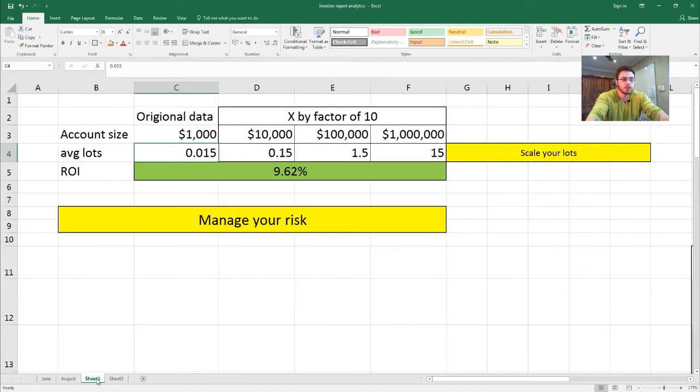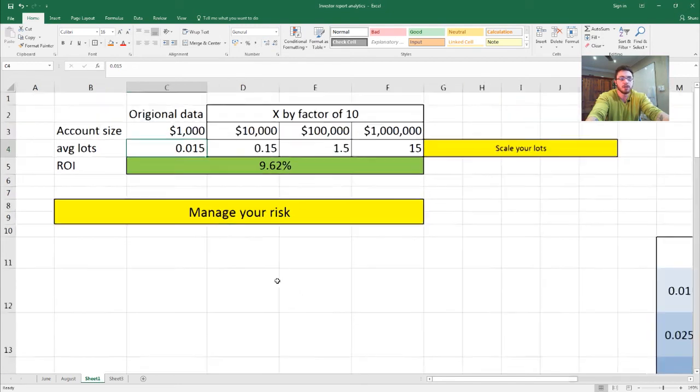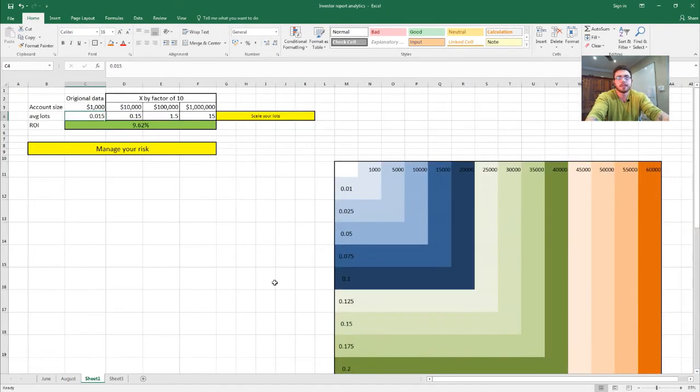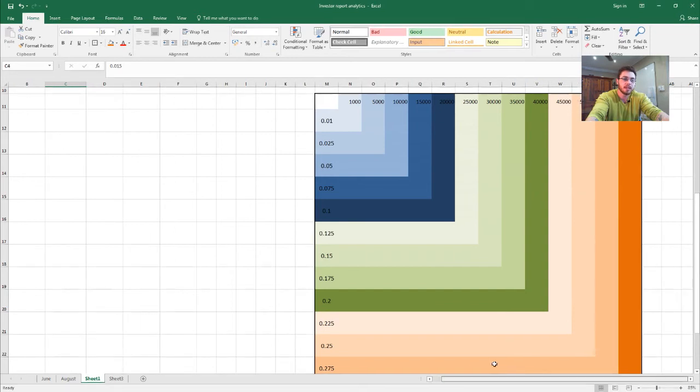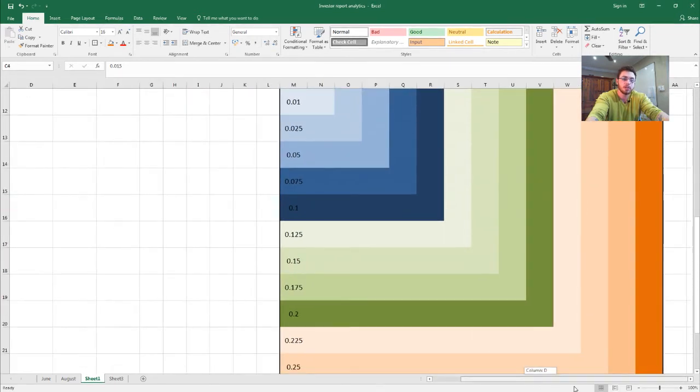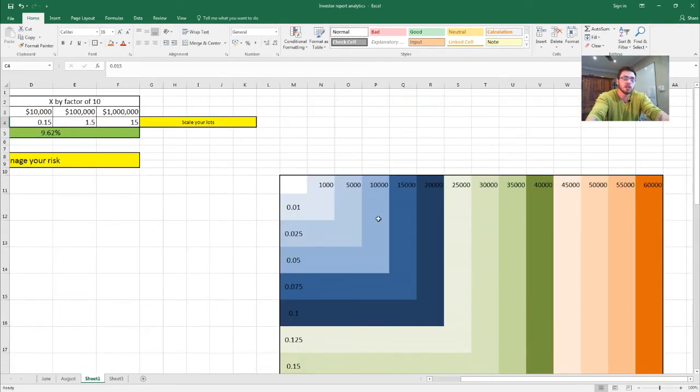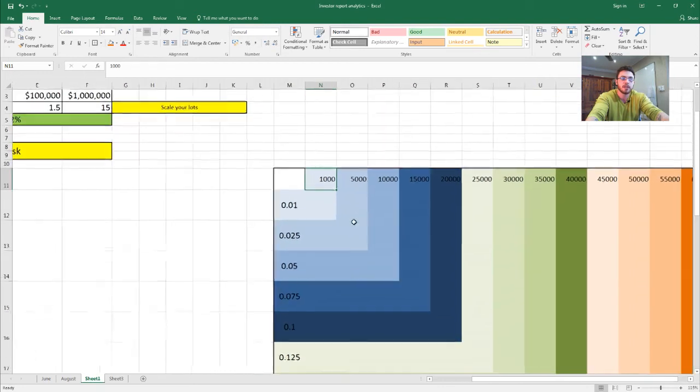Now, going into what I did for you here, this is a simple metric that I make use of to show people how they should be scaling their lot sizes. Now, this is very, very simple. I didn't really take too much time to do this because I didn't want to confuse you with too many metrics. But basically what we've got here is, this is starting off with a $1,000 account, okay?